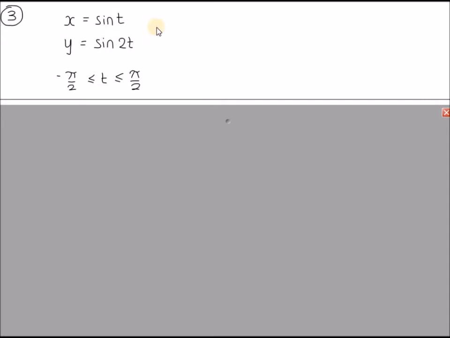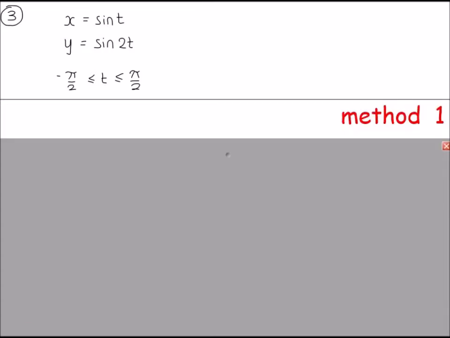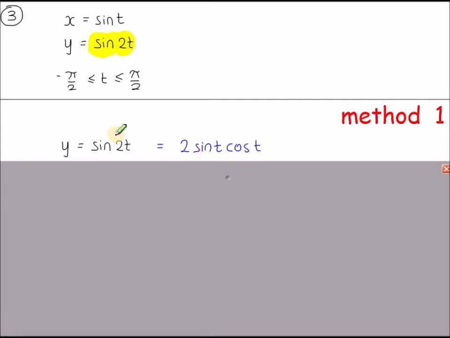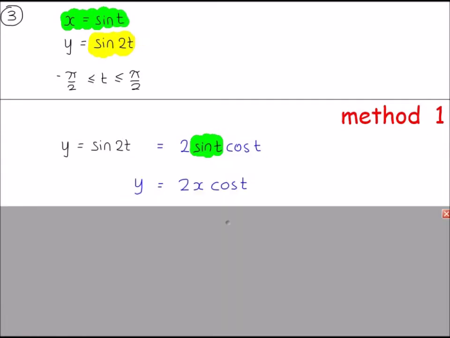Example 3. So we have parametric equations. T is the parameter, and t can be any value between minus pi over 2 to pi over 2. So method 1, the first thing we see is that we have a double angle here, sine 2t. So we can write that as 2 sine t cos t. Now the sine t here we can replace with x from this equation. So y is equal to 2x cos t. We still have this parameter t here in this term.